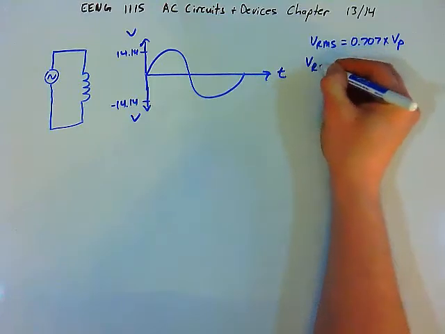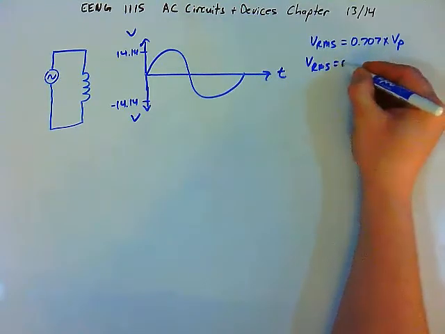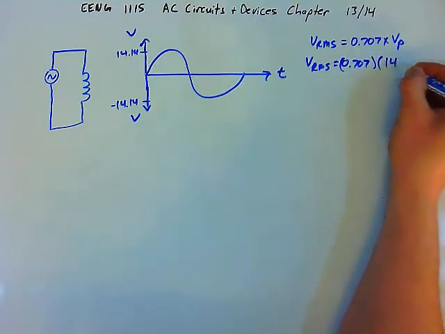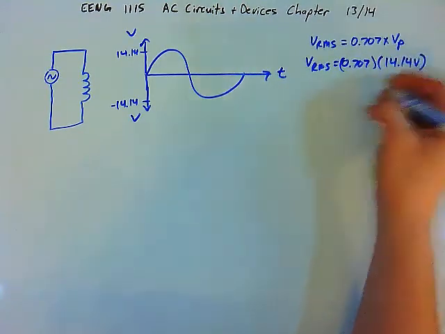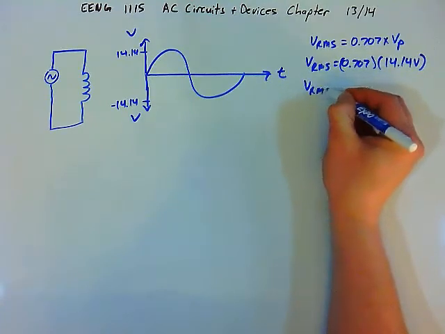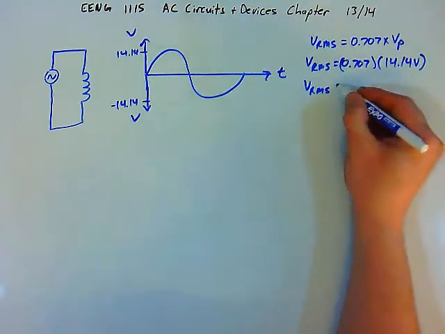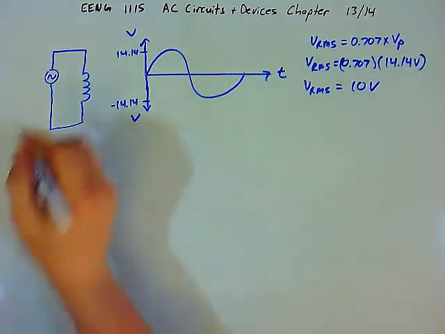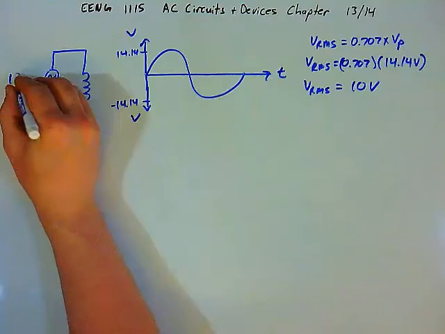So our RMS voltage is going to be 0.707 times the peak value of 14.14 volts. I chose these numbers on purpose, 14.14 volts, because that means the RMS value will be 10 volts. So we're going to say that our voltage over here is 10 volts.